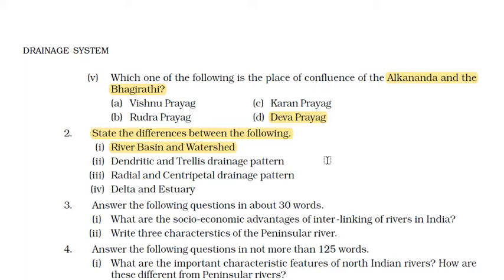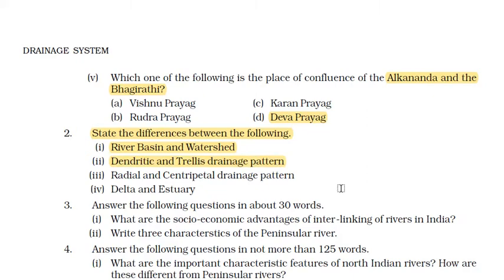Okay, river basin we know is the area from which the water gets collected. Many tributaries join that, and that area comes under the river basin. Watersheds divide the two drainage systems, and the area that separates the water flowing to different rivers is called the watershed. Okay. Second is dendritic and trellis drainage pattern.